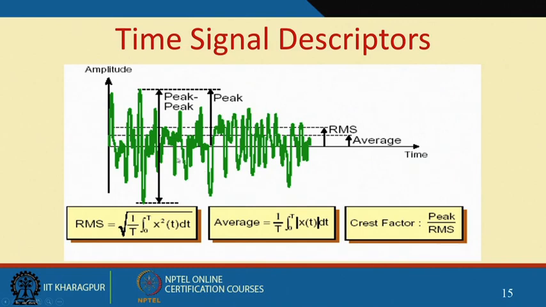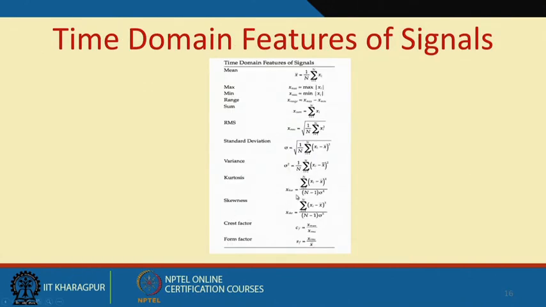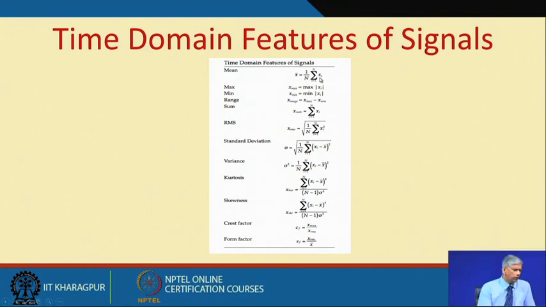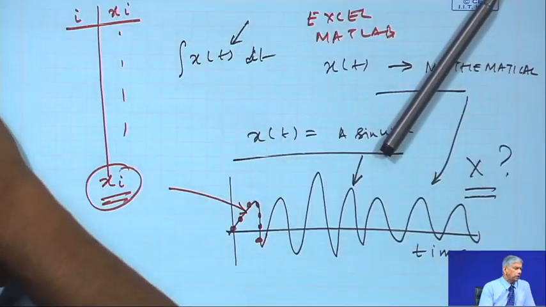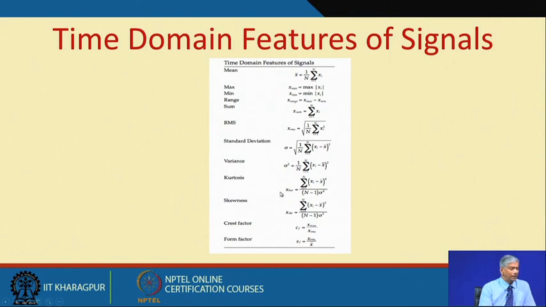In fact, real world signals are like this, and the challenge is I do not have a mathematical expression for x, which I had already told you. So, if you look at the time domain descriptors of the signal, all these quantities are given in xi: the mean, maximum value, range of the signal, sum, RMS values, standard deviation, variance, kurtosis, skewness, crest factor, form factor. For any given signal given to me as an array xi, I can compute all these features digitally.